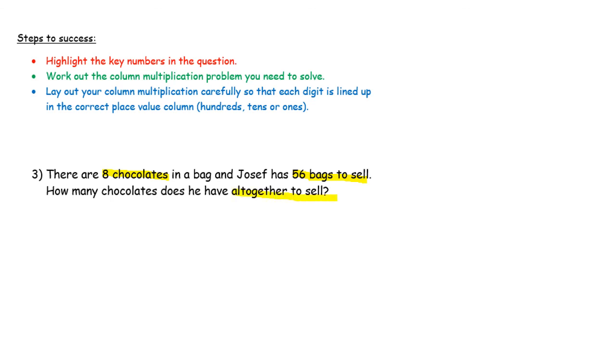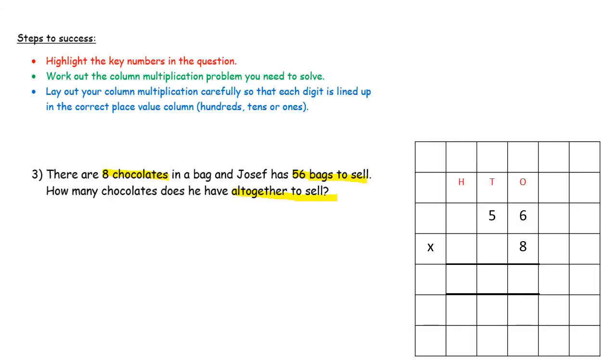Now it says work out the column multiplication you need to solve, and that's just 8 times 56. So it's just 8 chocolates times 56 bags. Okay? So then lay it out really carefully so that each digit is lined up in the correct place value column. So we've got your 5 tens and your 6 ones for 56, and then you've got your 8 ones for 8 chocolates.